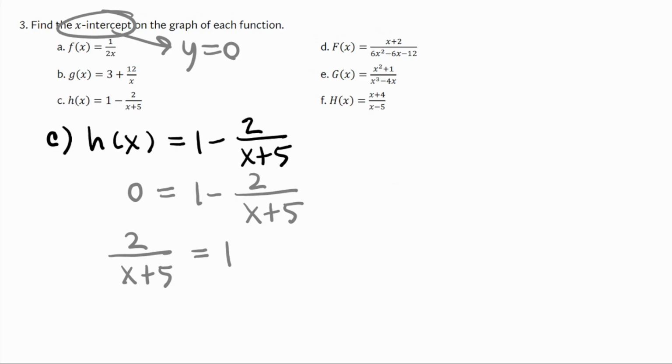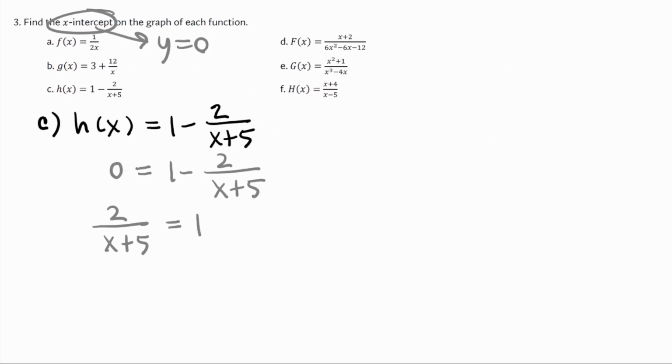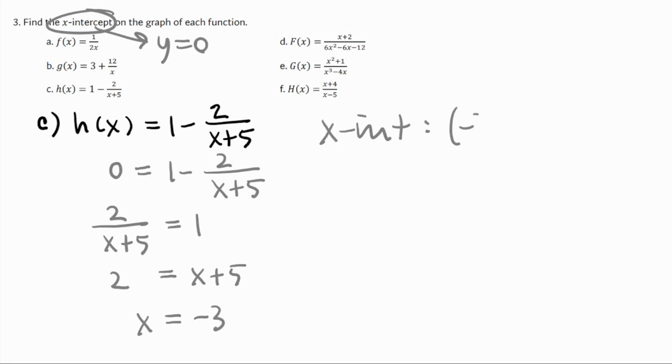Then I'm going to multiply both sides by x plus 5. So 2 equals 1 times x plus 5. Well, if I multiply something by 1, that doesn't do anything to it. So 2 equals x plus 5. I'll subtract 5 from both sides, and I get x equaling negative 3. So my x-intercept will be x equals negative 3 and y equals 0.